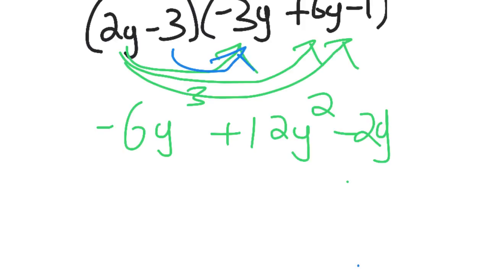It's going to make negative 9y. Oh, shoot. That's positive 9y squared. I'm sorry. Because a negative times a negative is a positive.